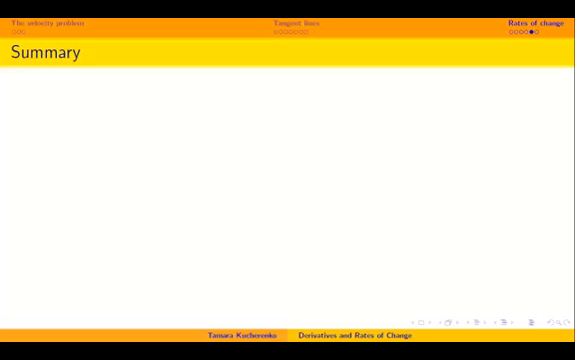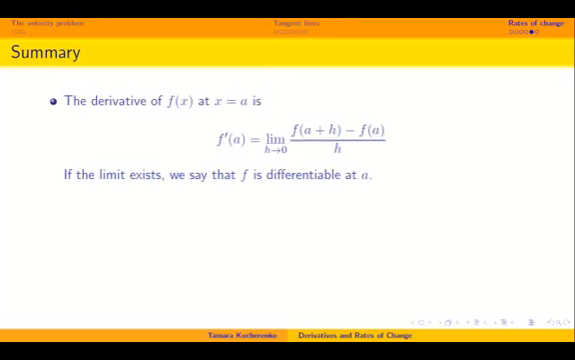Before the end of our lecture, let's summarize the main points. The derivative of f of x at x equals a is denoted by f prime of a and is equal to the limit as h tends to 0 of f of a plus h minus f of a over h. If the limit exists, we say that f is differentiable at a.